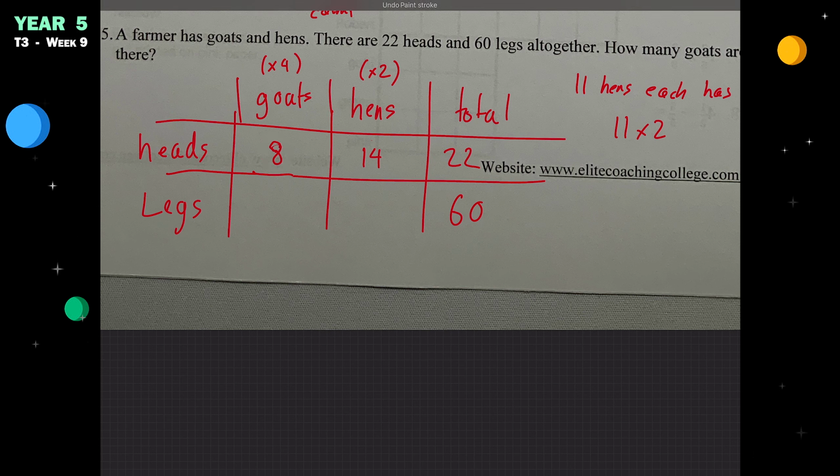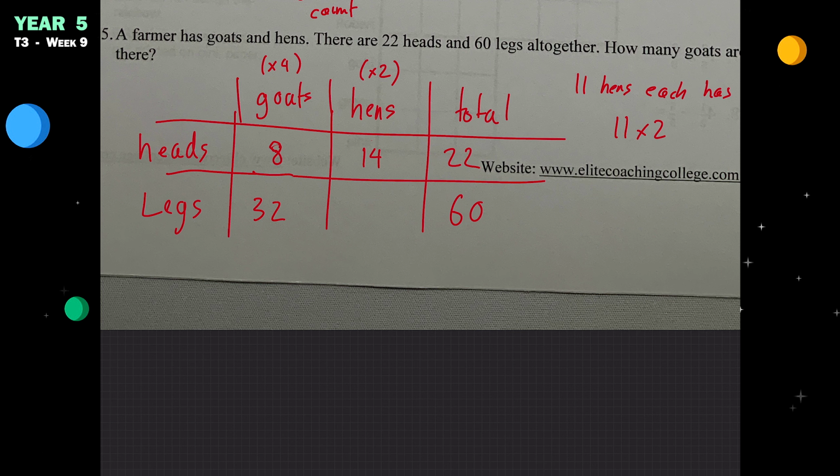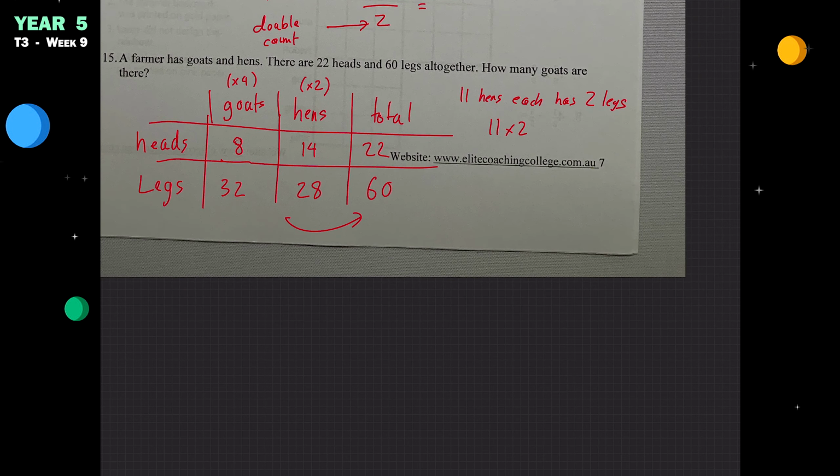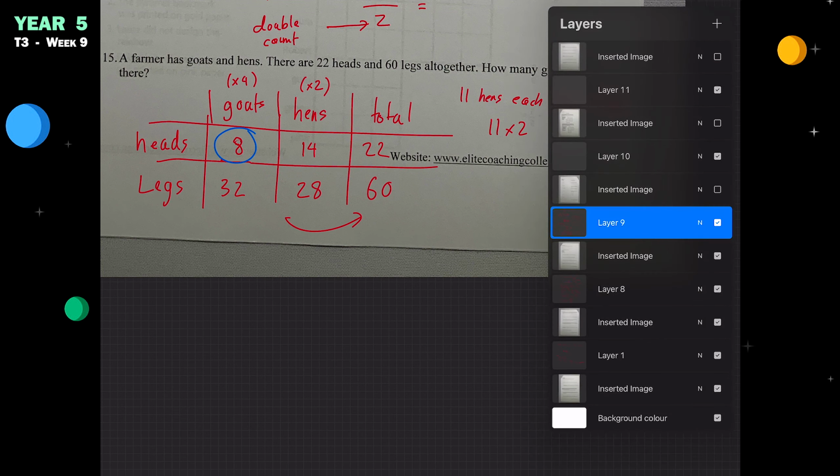Now let's see how many legs for the goats. If there are 8 goats, each has 4 legs. 8 times 4 is 32. And the hens are 2 times 14, which gives me 28. Does that give me 60? Yes, it does. So therefore, that's correct. How many goats are there? Easy. There are 8 goats. Done. Moving on to the next page.